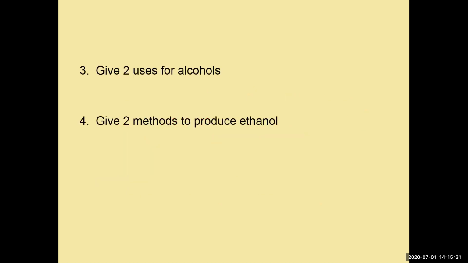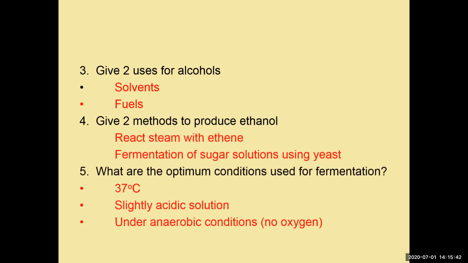Two uses for alcohols. Main uses are as fuels and as solvents. The two methods for production of ethanol: you can react ethene with steam to produce an alcohol, and you can ferment sugar solutions. The optimum conditions for fermentation, which you probably haven't done for a while, are 37 degrees C in a slightly acidic solution with limited or no oxygen.